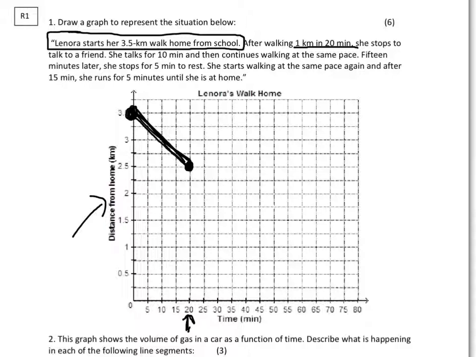Then she stops to talk to her friend, and she talks for 10 minutes. So for 10 minutes she makes no progress in her walk home. She continues to be 2.5 kilometers away from home. And then she continues walking at the same pace.